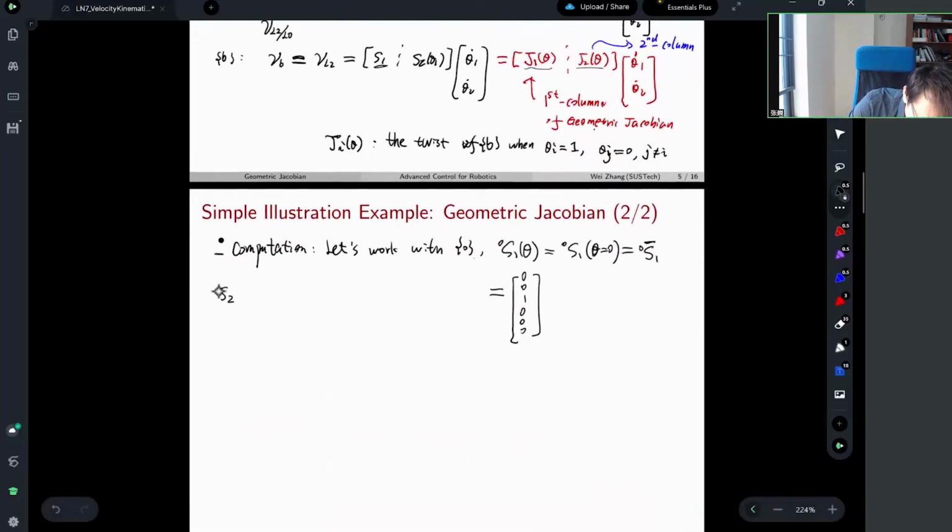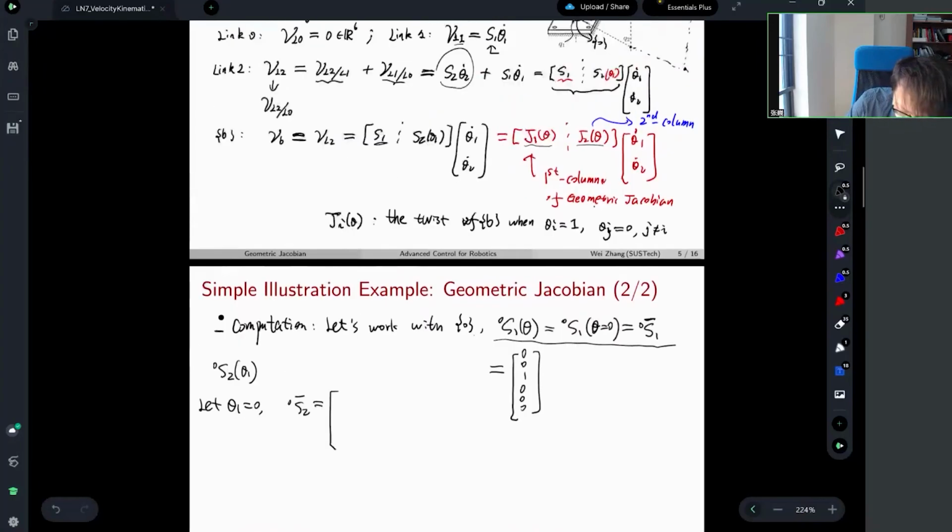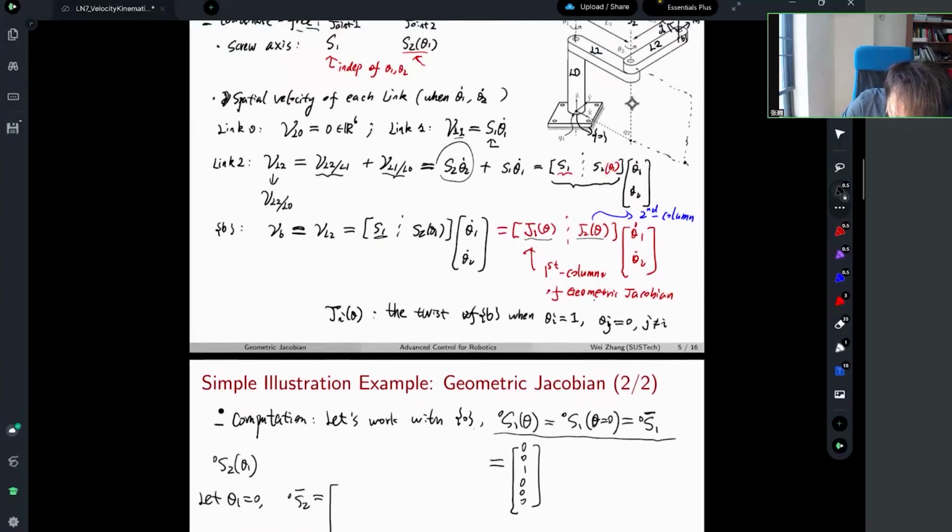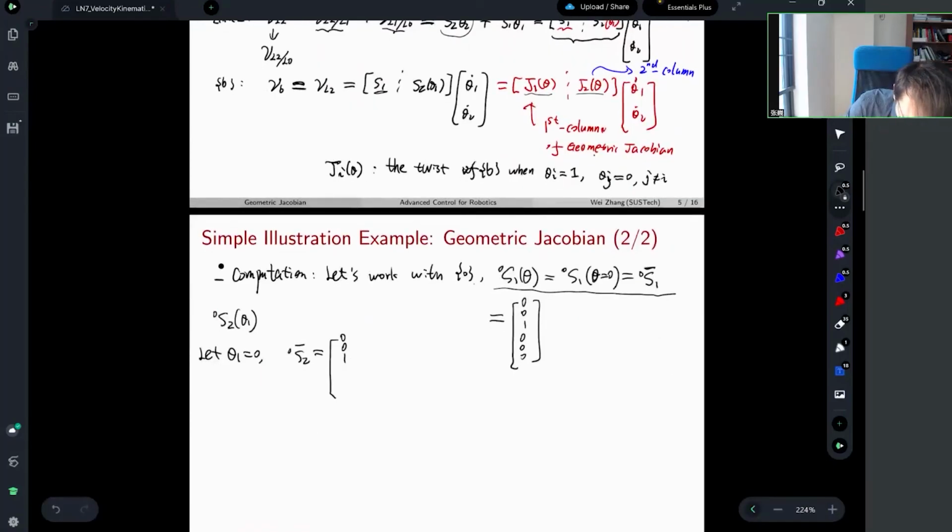And the S2, let's see. This is given by the first screw axis, so S2 0 of theta 1 is a function of theta 1. But in general, if we let theta 1 equal to 0, we have S2 0 bar equal to what? When theta 1 is 0, the screw axis is just right here. And this axis, if you remember, 0, 0, 1, I don't want to repeat the calculation here, is 0, negative, and so on. From last lecture, let's accept that that's the coordinate of screw axis 2 when joint 1 is 0.